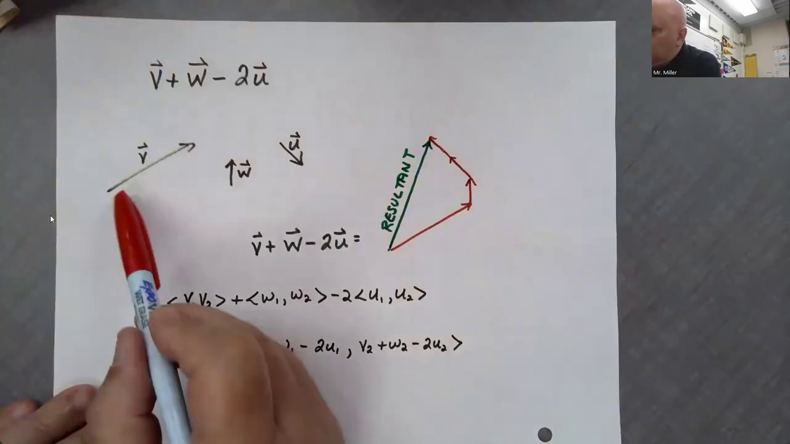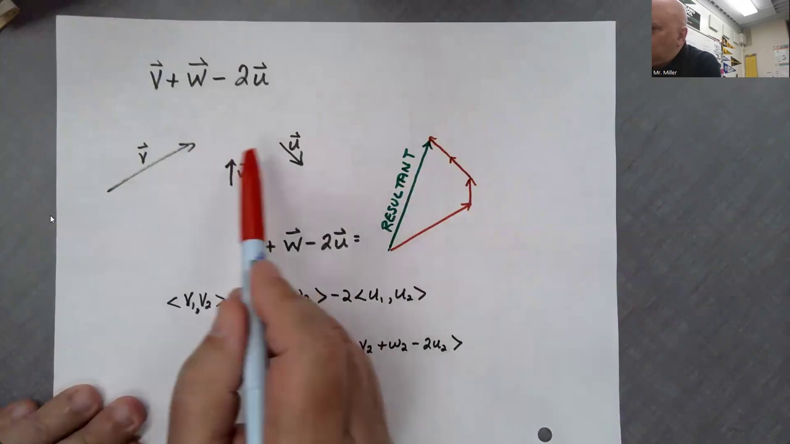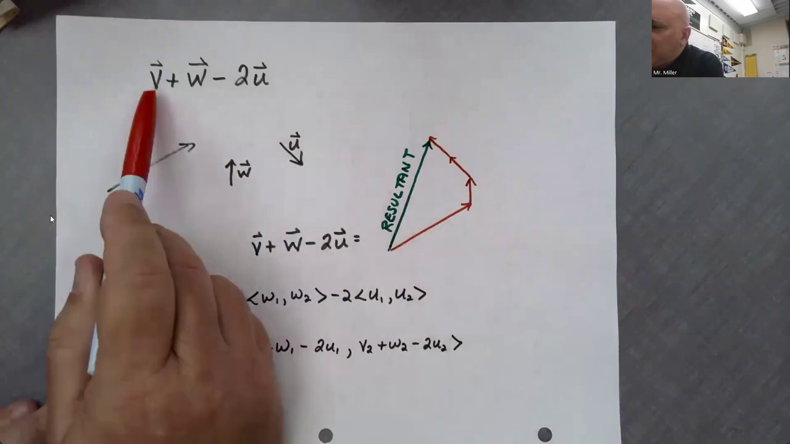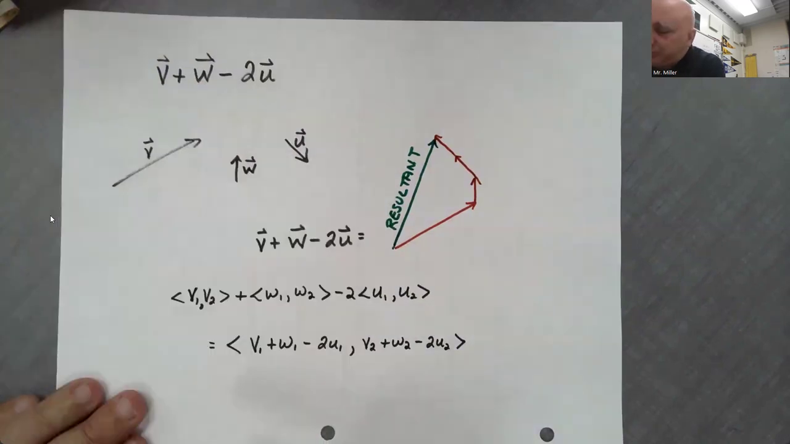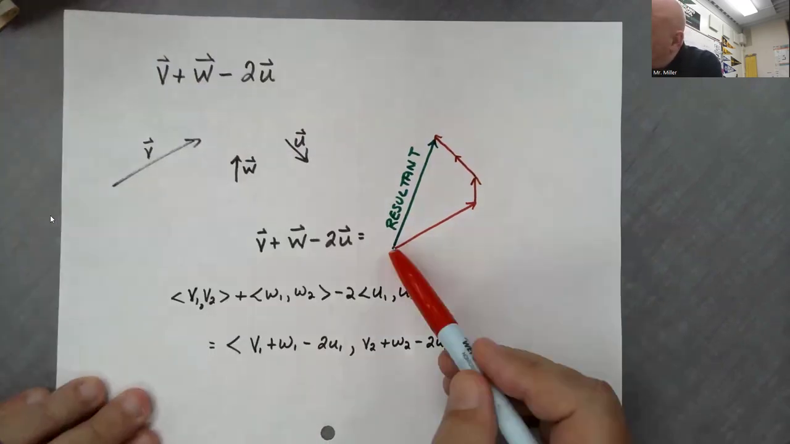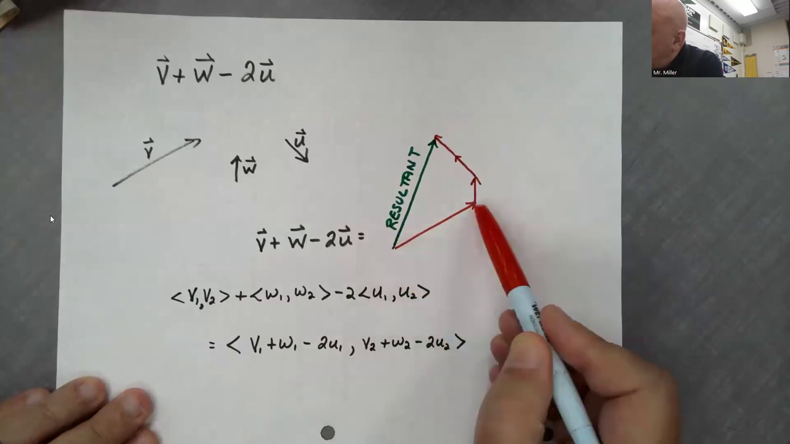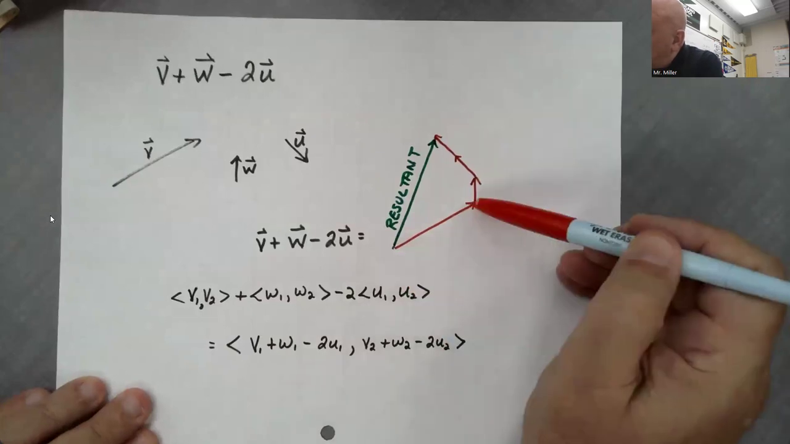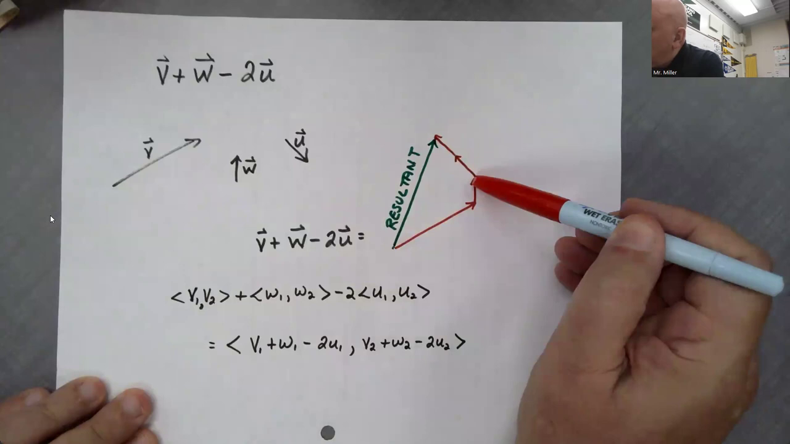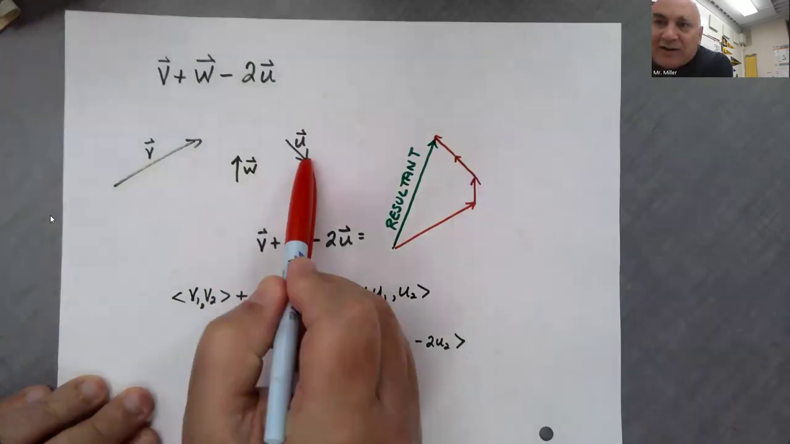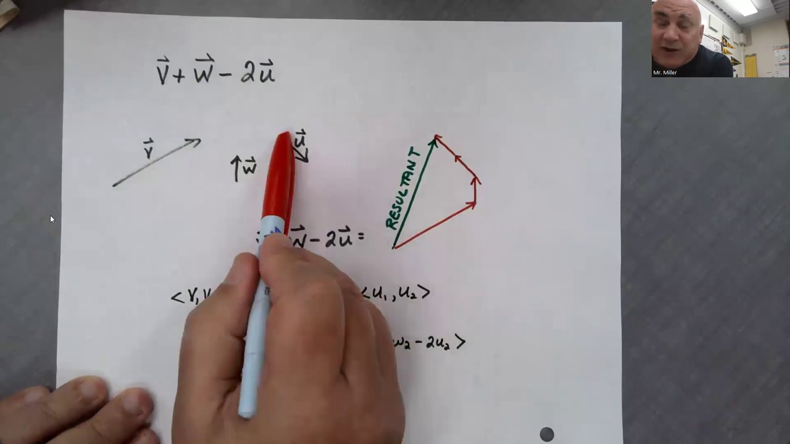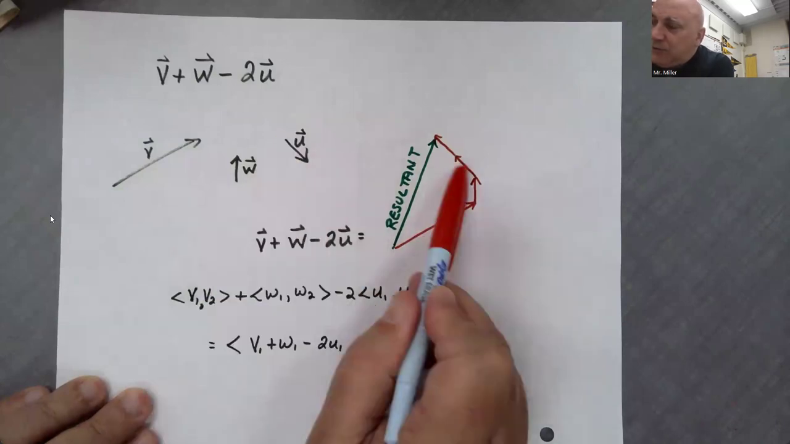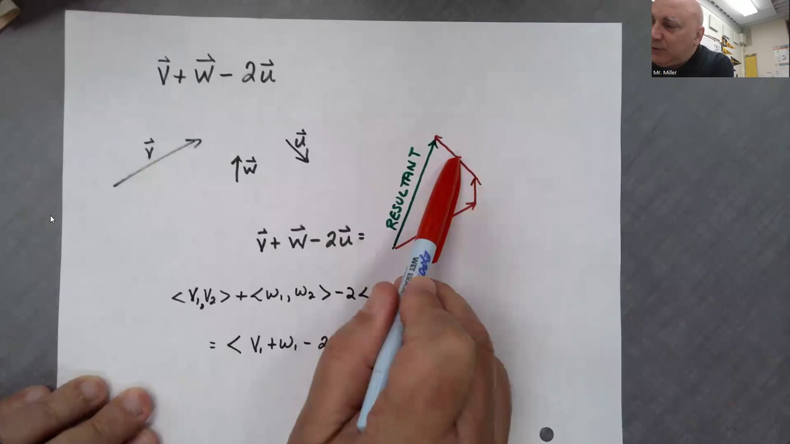So here's vector v, here's vector w, here's vector u. Let's find out what v plus w minus 2u is. Well, here's vector v. I start with v, then tip to tail, I add w. Now u goes down and to the right, which means negative u goes up and to the left. It's just the opposite. So there's a u, there's a u, so there's my minus 2u.